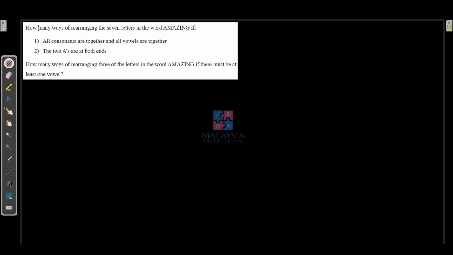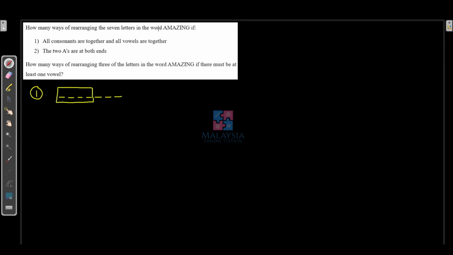Now for question number 3. How many ways of rearranging the 7 letters in the word amazing if, for part 1, all consonants are together and all vowels are together? For part 1, we can write the 7 spaces first: 1, 2, 3, 4, 5, 6, 7. For the consonants we have 1, 2, 3, 4: M, Z, N, and G. None of them are repeated.